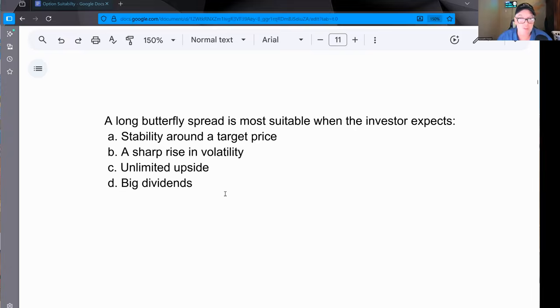A long butterfly spread is all about stability. All about stability. That's all we're doing. A long butterfly spread is looking for stability. You're looking for it to stay in the middle so you make more money on the selling options and you lose on the buying options.